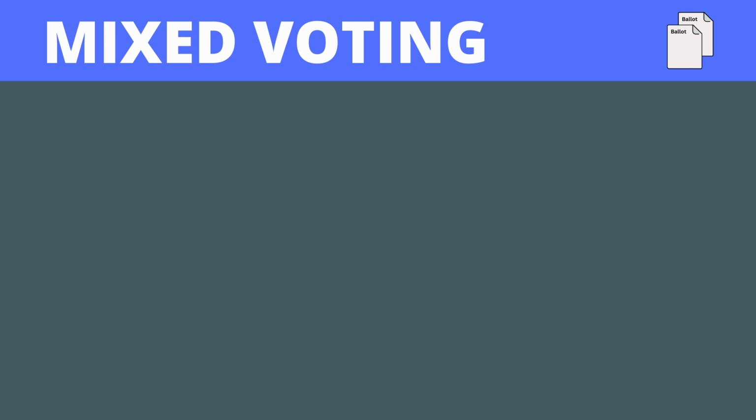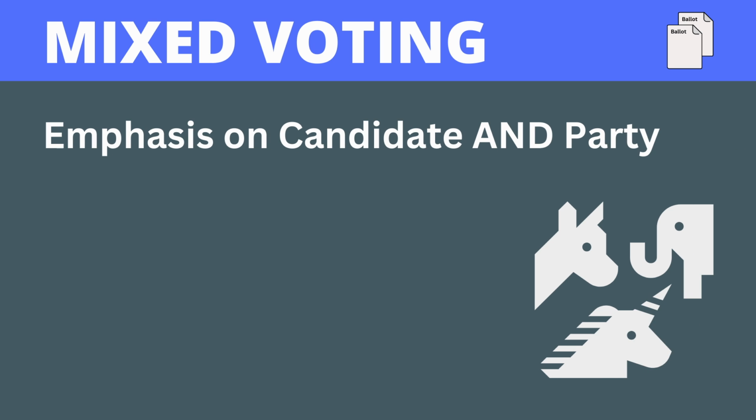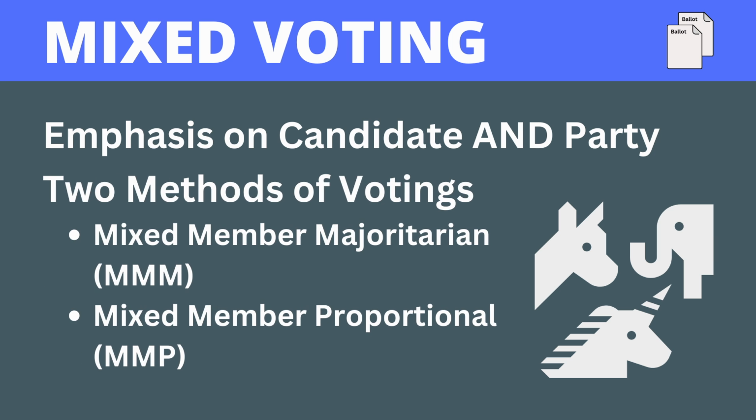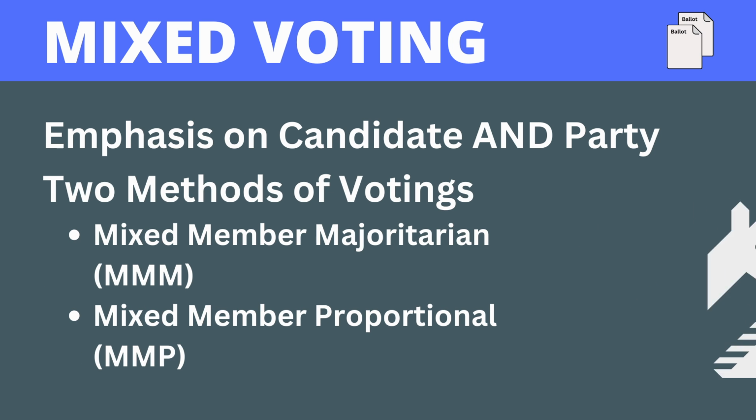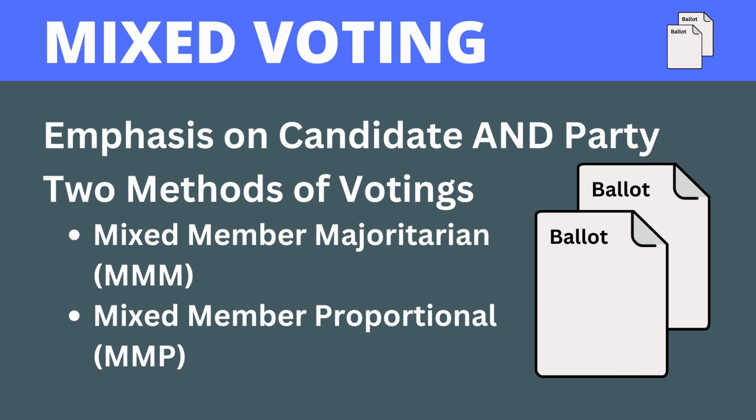The last voting system is a mixed system, which basically merges the plurality and PR aspects together. Mixed systems emphasize both the party and the candidate. There are 2 types of mixed systems: mixed member majoritarian and mixed member proportional representation. Both systems allow 2 votes to take place.